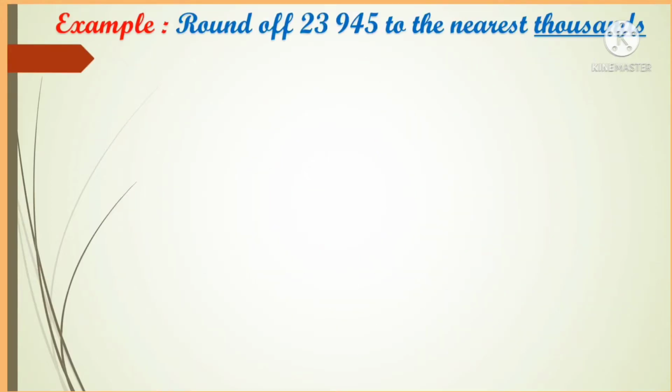Let's say, for example, we have to round off 23,945 to the nearest thousands. So, paano natin ito i-round off? Madali lang. Kailangan lamang natin sundin ang mga sumusunod na steps.